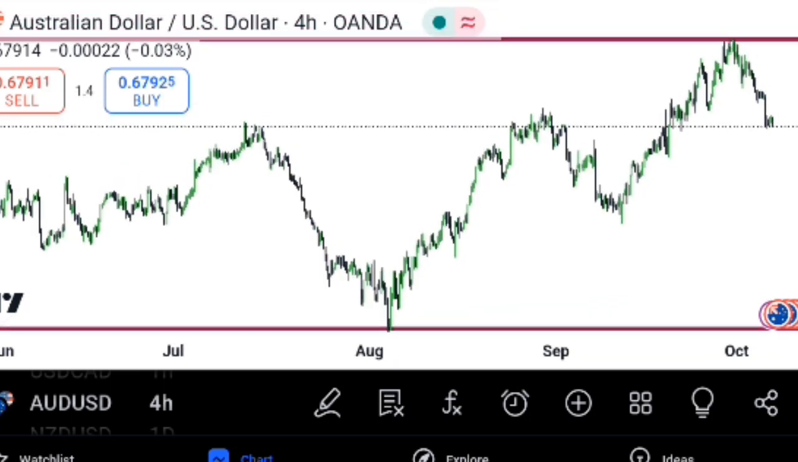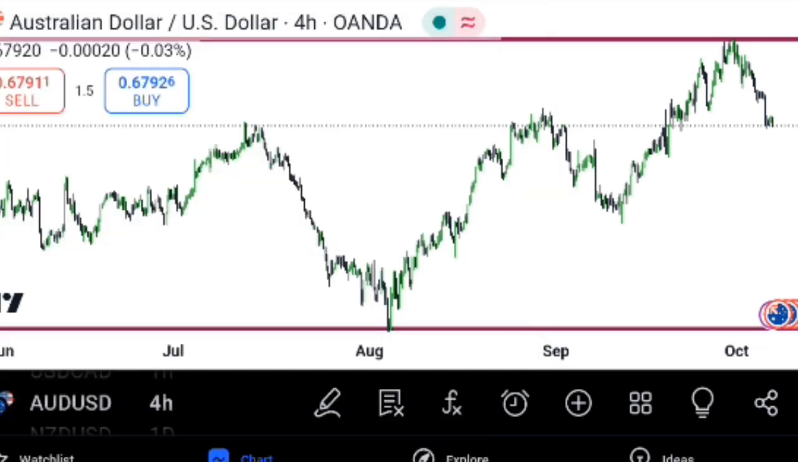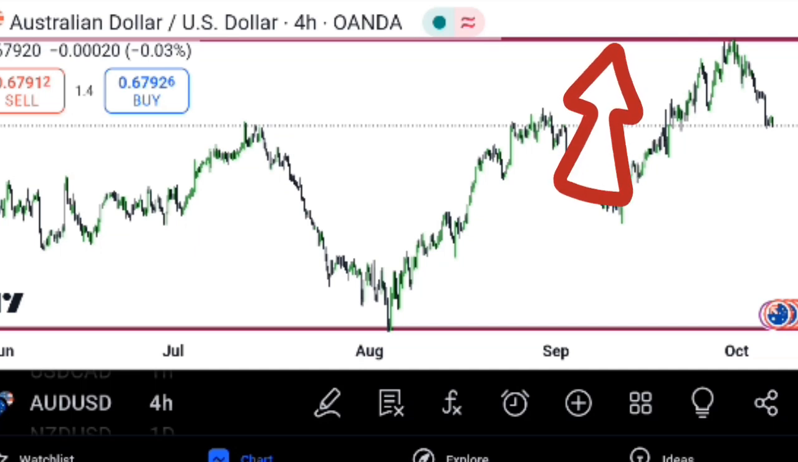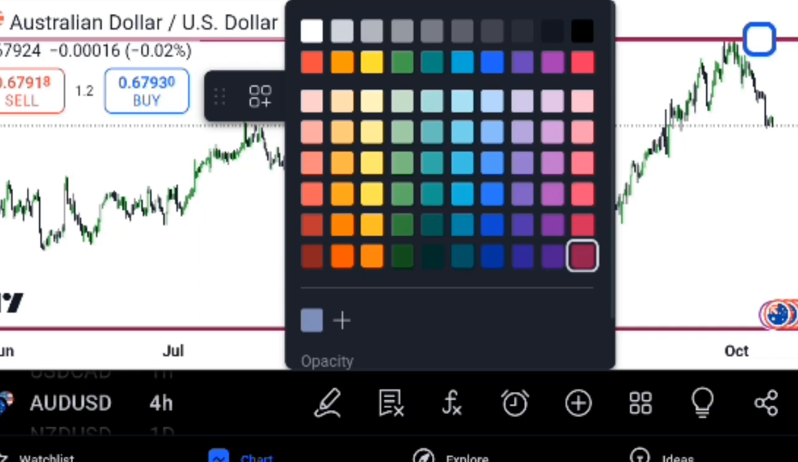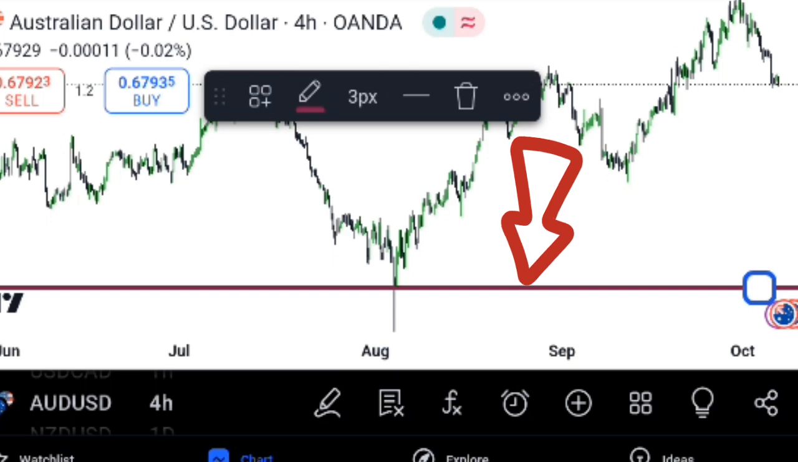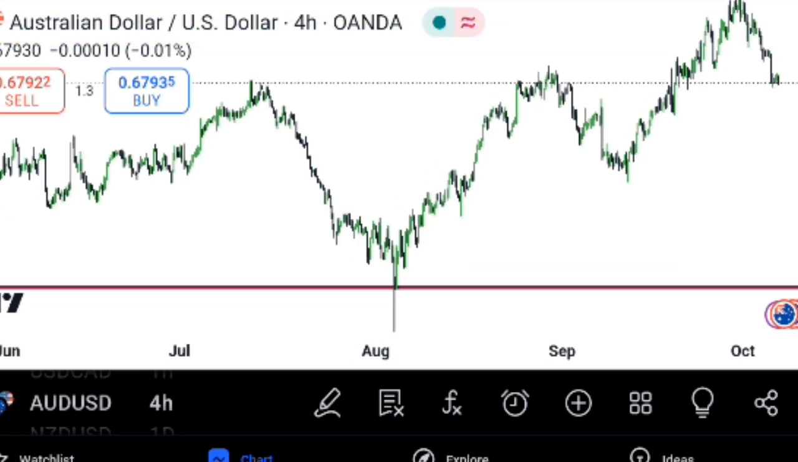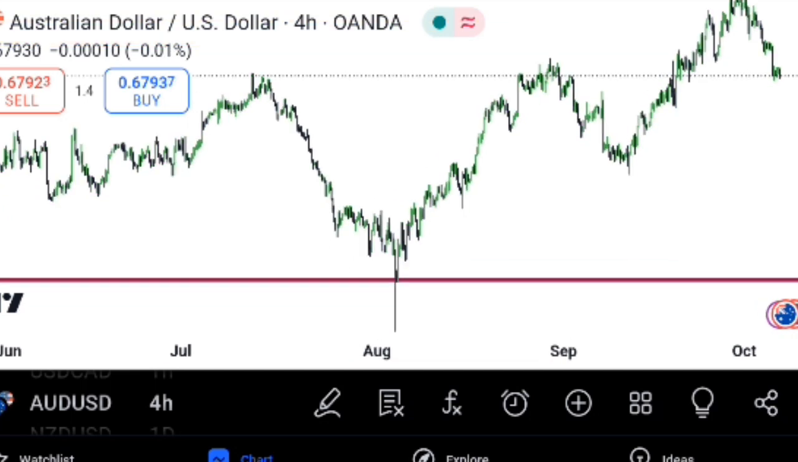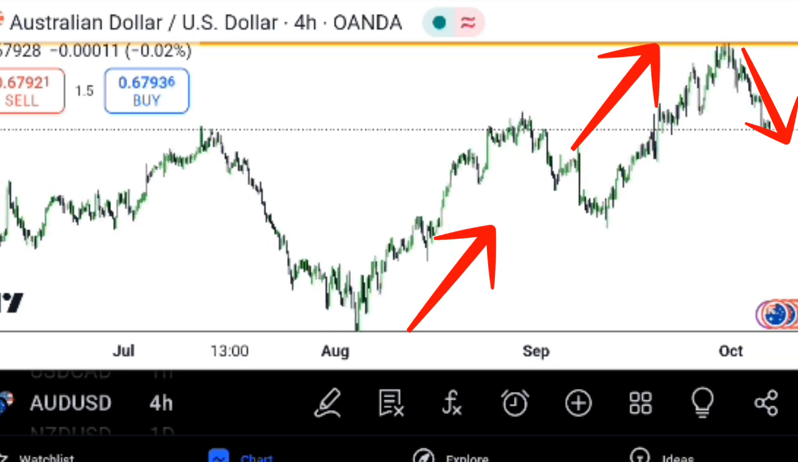So the next thing you're going to be marking is this. What we've drawn is the resistance and the support. The resistance is this upper line. Maybe I could change its color. The one in orange is the resistance, and then the lower line in maroon is the support. The resistance is the point whereby buyers cannot break past, and the support is an area where the sellers cannot break below. So once they reach that zone, they bounce off and head in the opposite direction.